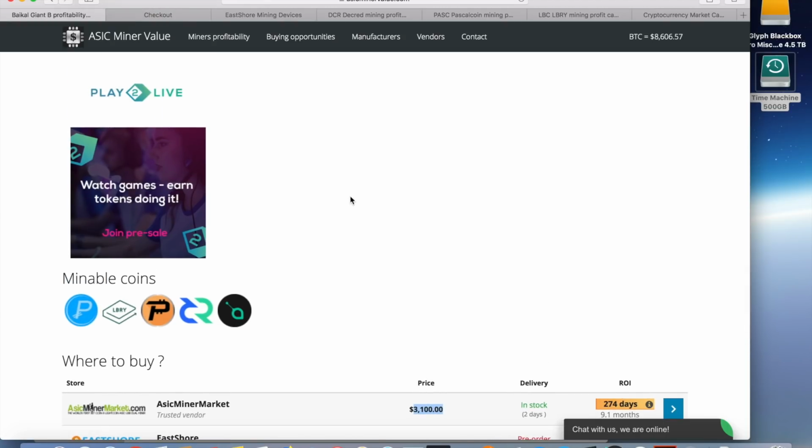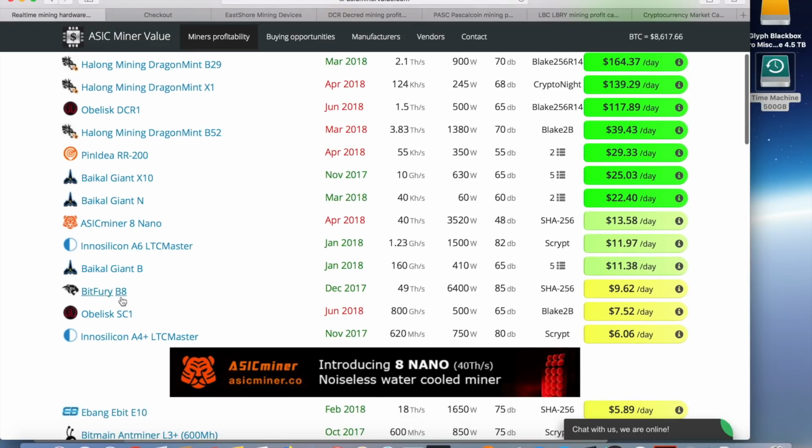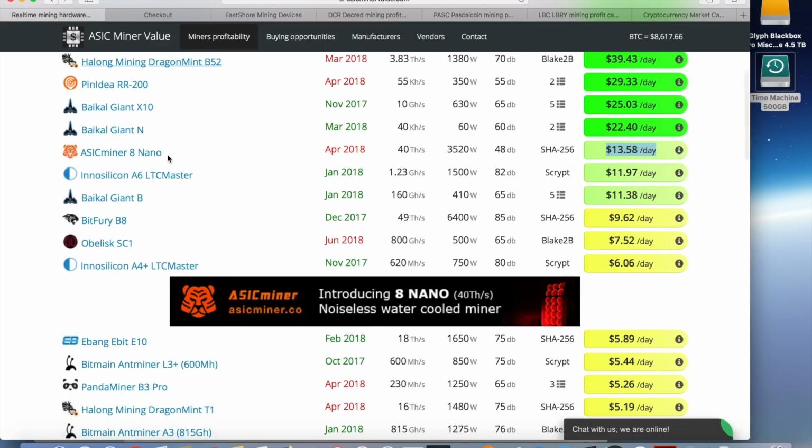And like I said before, a lot of the SHA-256 miners are really in the dumps. The Bitfury B8 and the ASIC miner 8 Nano are up here only because they have a really high terahash, 40 plus terahashes, and the numbers aren't even that great. And these units are expensive. The Bitfury B8, I can't even get a price on, because they don't have any anymore on the website and it's not listed. But the ASIC miner 8 is over 12 grand.